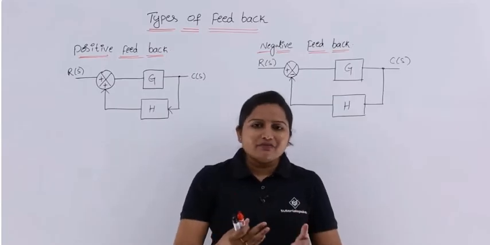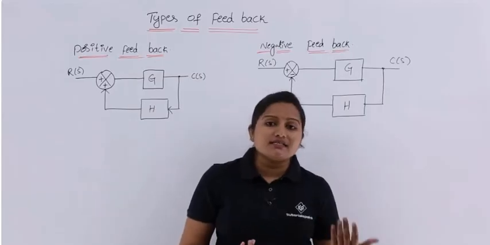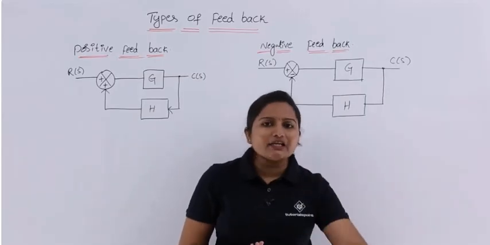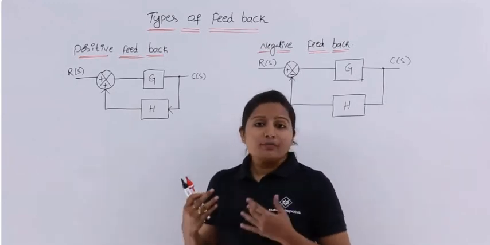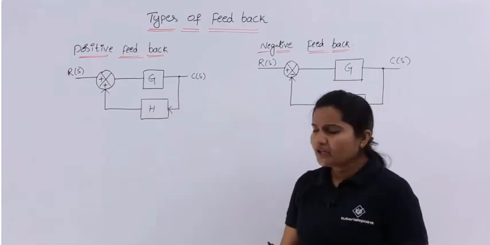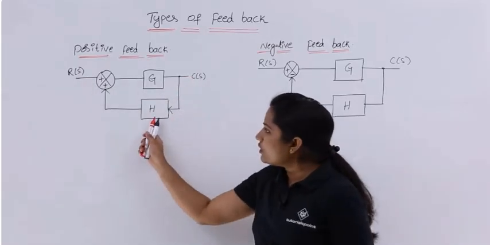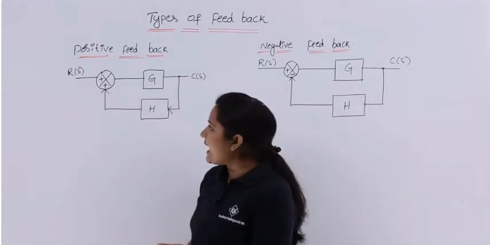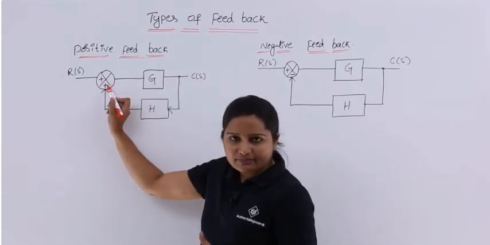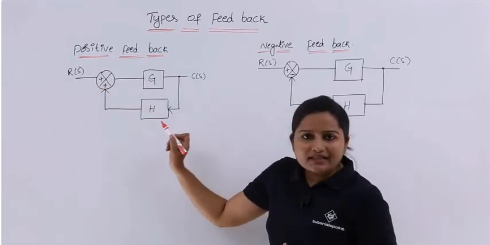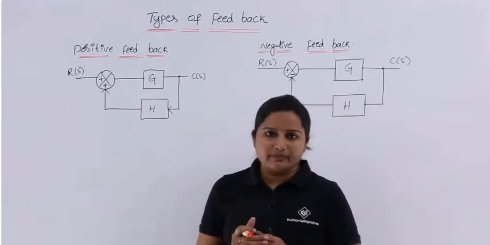If you are subtracting your feedback from the input, then that is negative feedback. If you are adding your feedback element to the reference signal or input signal, then you have positive feedback. You can see the reference signal R(S) here, and whatever feedback is there, we are adding it here. Here you can observe an addition symbol. So we are adding the feedback, so we call this positive feedback.